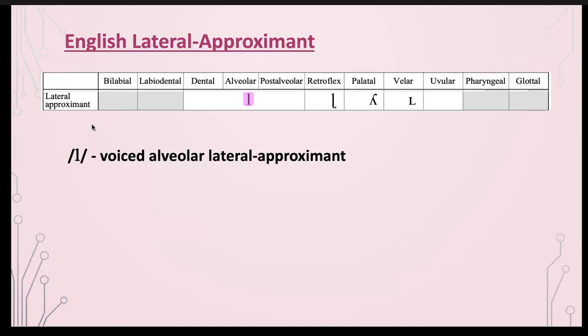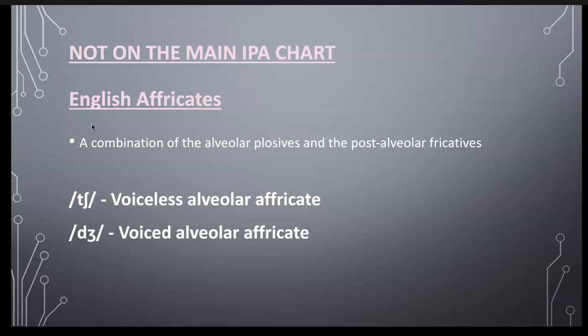So most of these again are like those graphemes. I'm going to give you another couple as well. I'll put this on a different type of slide to show you that it's not on the main IPA chart. And I wanted just to talk through the affricates, because I know some students find these a little bit trickier. So the English affricates are a combination of the alveolar plosives and the post-alveolar fricatives.